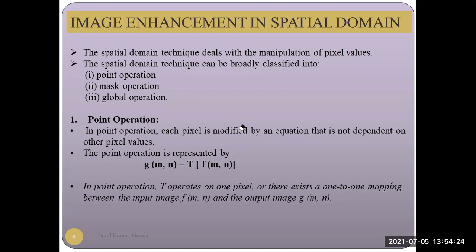Then we discussed what image enhancement in the spatial domain means, where you perform manipulation on pixel values, and the pixel value plays the major role. This spatial domain can be classified into three types: point operation, mask operation, and global operation. Then we discussed in detail the point operation, how we are transforming from point to point, and what the T stands for. T is your transformation function, which can be linear as well as non-linear.